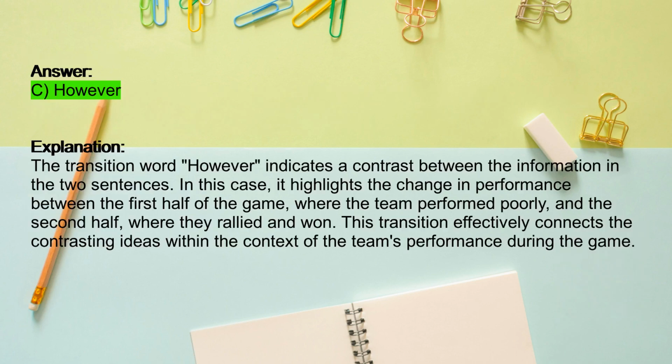The transition word, however, indicates a contrast between the information in the two sentences. In this case, it highlights the change in performance between the first half of the game, where the team performed poorly, and the second half, where they rallied and won. This transition effectively connects the contrasting ideas within the context of the team's performance during the game.